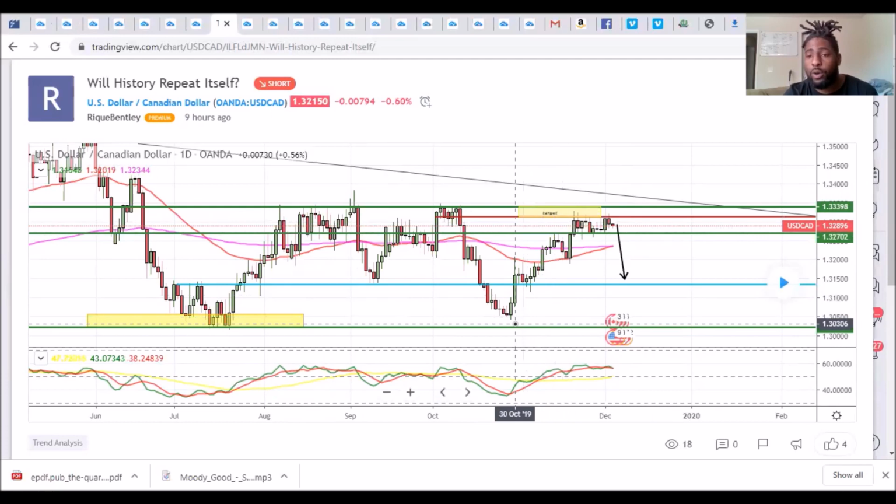Why? Because this support level, it was respected. It didn't have enough bearish momentum to keep pushing down. So the fact that it didn't, we should be looking for an upward move. What gave us another confirmation was also this is our daily time frame, and we have our first engulfing candle on the daily time frame.